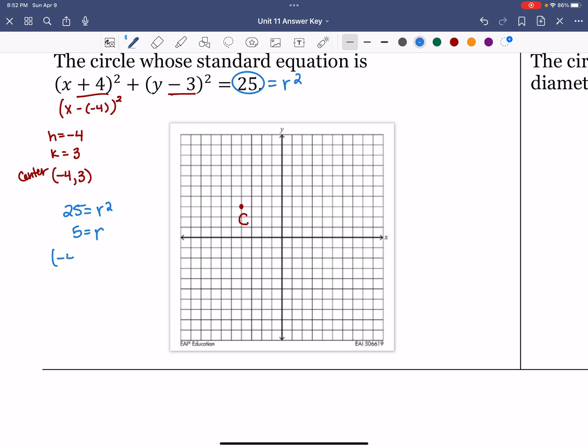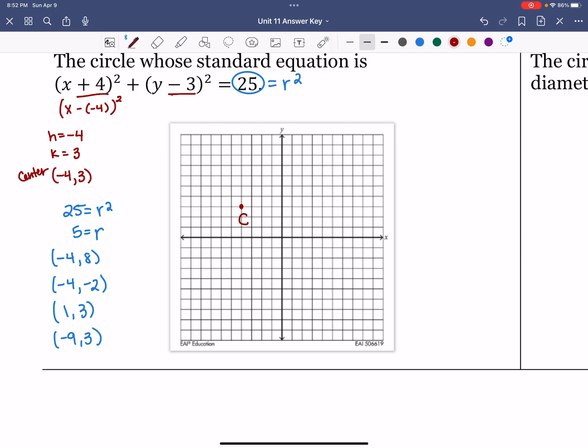So I'm going to have negative 4, 8. I'm going to have negative 4, negative 2. I'm going to have 1, 3, and have negative 9, 3. So those are the 4 points that I'm going to end up graphing.